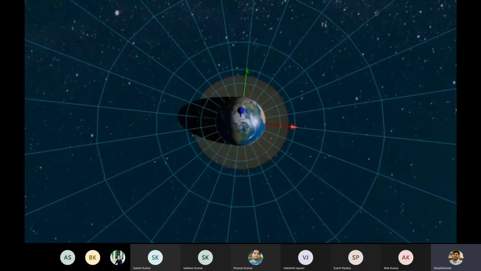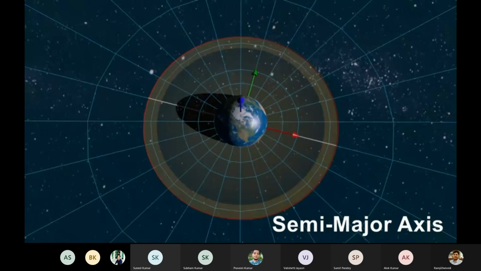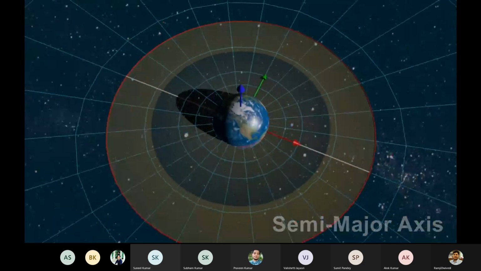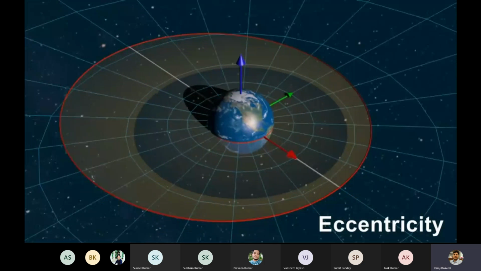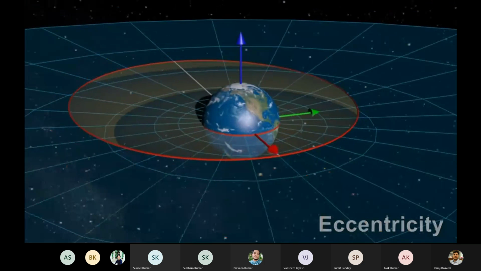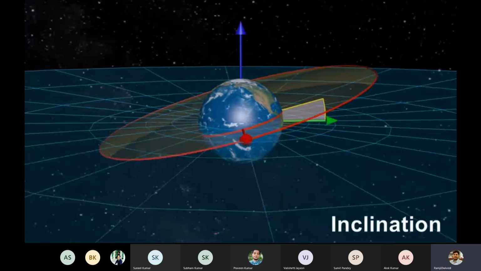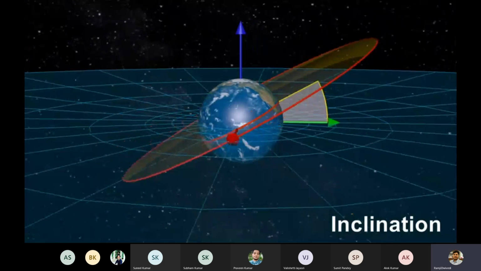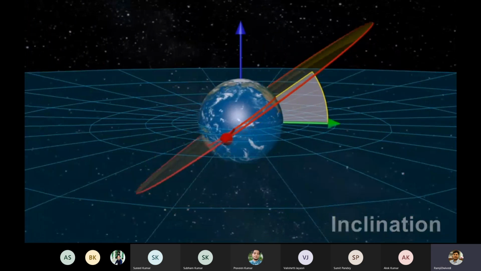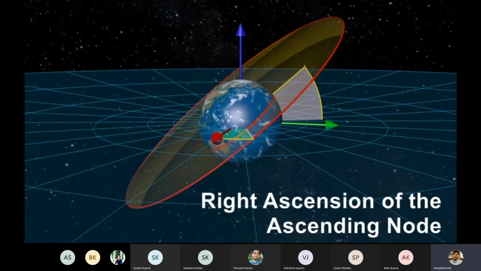So this is your Earth, semi-major axis, eccentricity. X, Y, Z are represented by red, green, and blue. This is your inclination of the orbit. As we said, this is 50 to 55 degrees or something like that. This is your right ascension of ascending node.